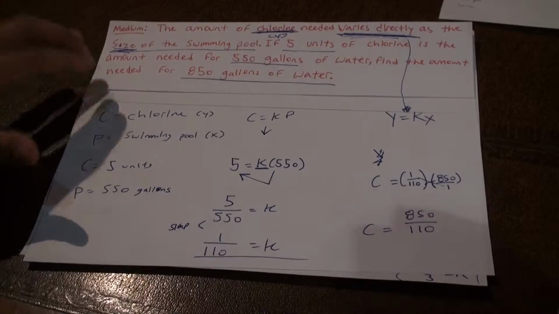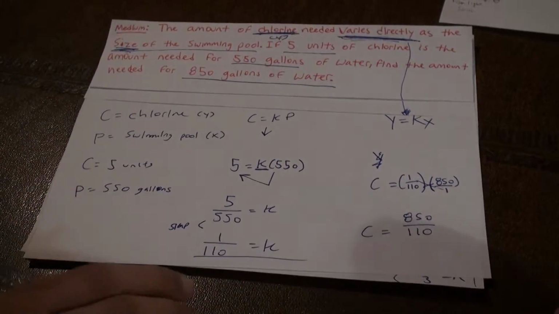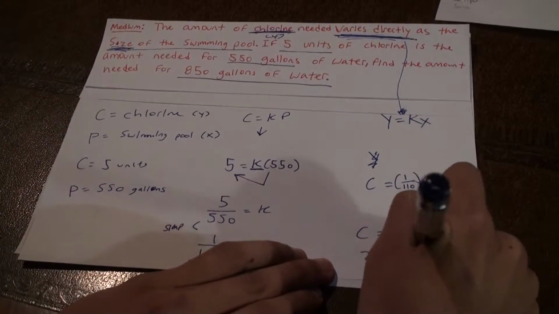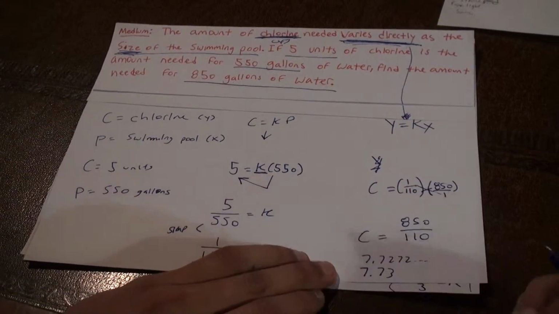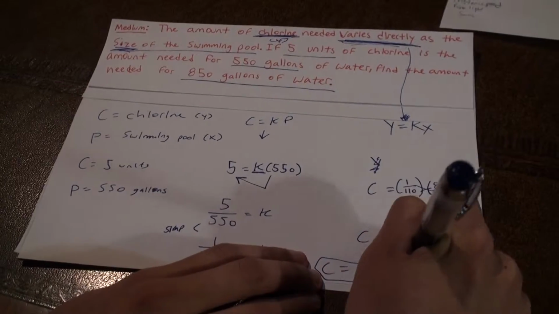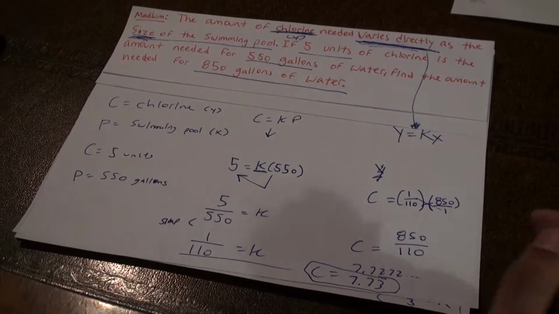Putting that in the calculator, you would get 7.7272, and so on. That can be rounded to 7.73. So C equals 7.73. And that's your answer. Now I'm going to show you a difficult problem.